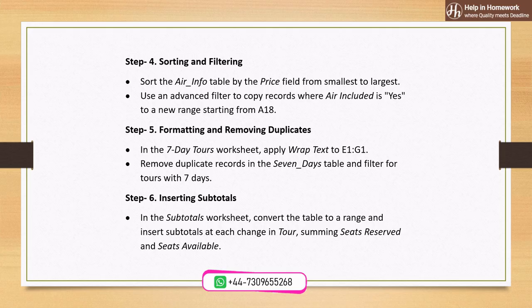Step 5. Formatting and removing duplicates. In the 7-day Tours worksheet, apply wrap text to E1:G1. Remove duplicate records in the 7_days table and filter for tours with 7 days. Step 6. Inserting subtotals. In the subtotals worksheet, convert the table to a range and insert subtotals at each change in tour, summing seats reserved and seats available.